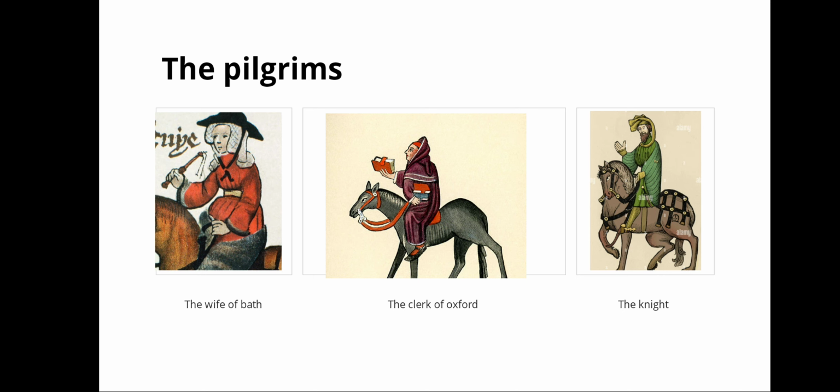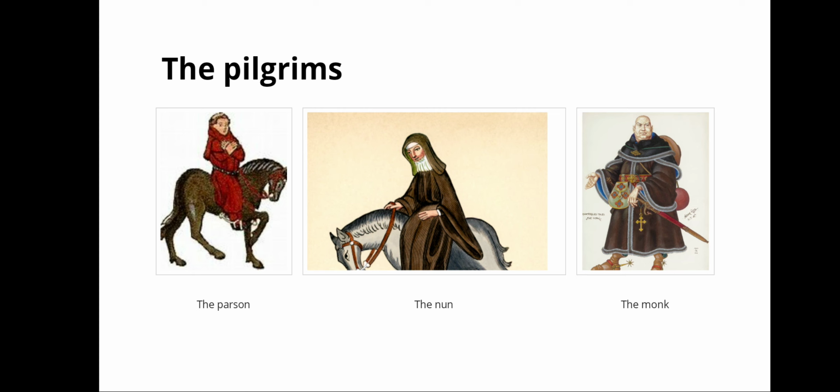Now the pilgrims are the wife of Bath, the clerk of Oxford, the knight, the parson, the nun and the monk. These are the important characters which should be studied. Other minor characters are there, but there is no need to study them.